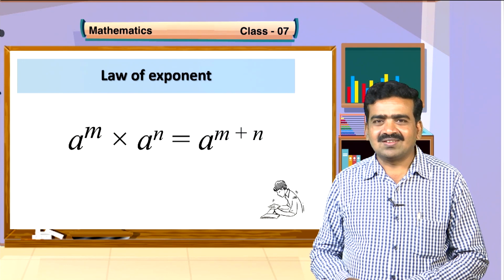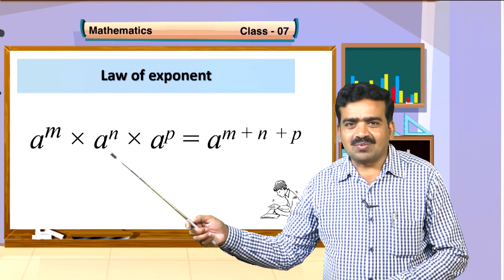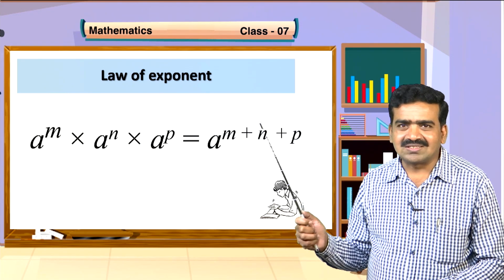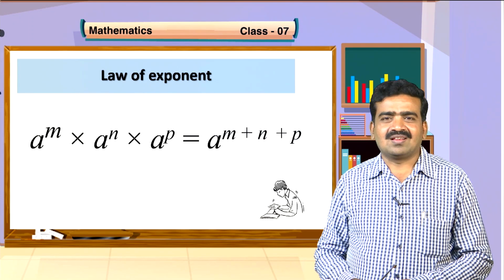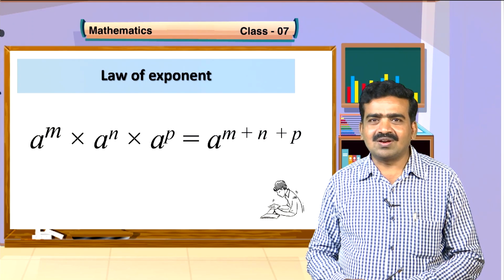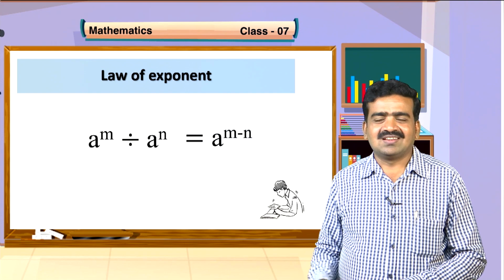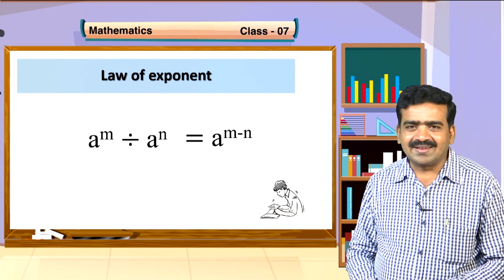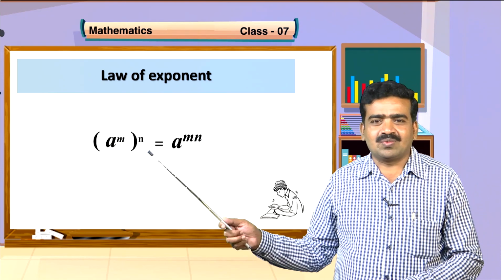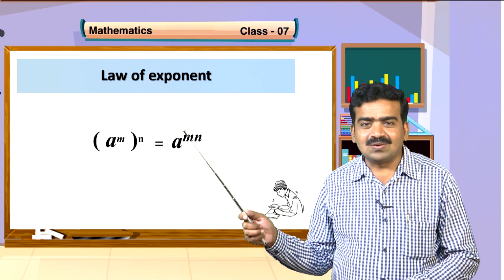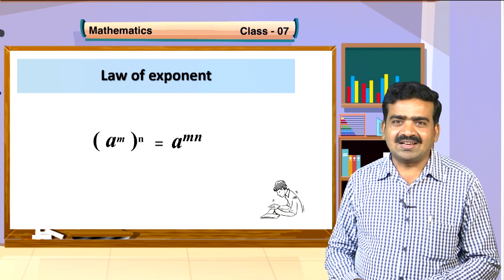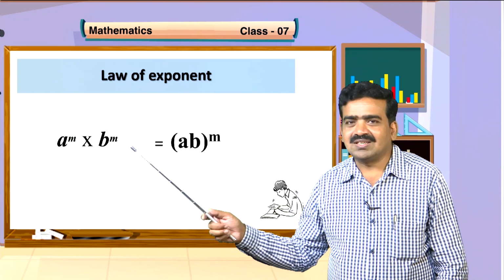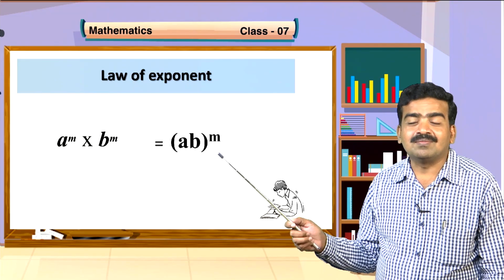Can you remember the one more law? That is a to the power of m into a to the power of n into a to the power of p is equal to a to the power of m plus n plus p. I hope you are all recalling the laws we have discussed in the previous sessions. a to the power of m divided by a to the power of n is equal to a to the power of m minus n. a to the power of m to the power of n is equal to a to the power of m into n. One more law, a to the power of m into b to the power of m is equal to ab to the power of m.